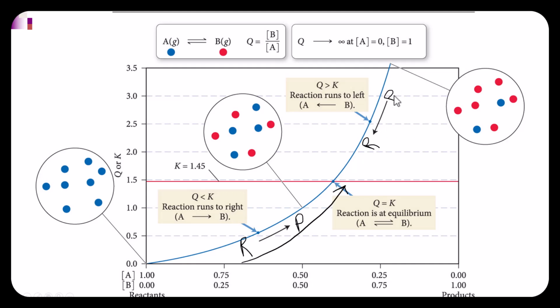We went past K, we went above K, we created too many products. So to settle back down into equilibrium, some of those products are going to have to push back to the reactant side. So this just gives us a good visual as to, am I pushing up towards equilibrium? Am I sliding back down to equilibrium?